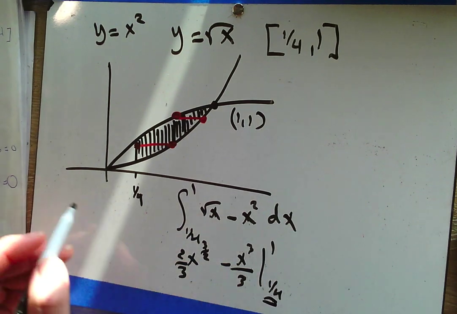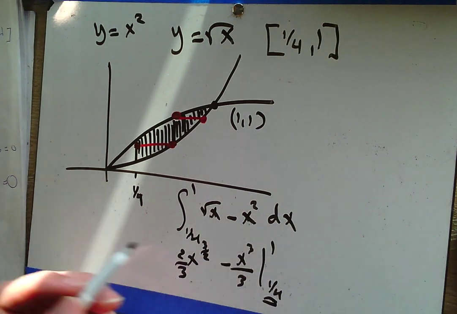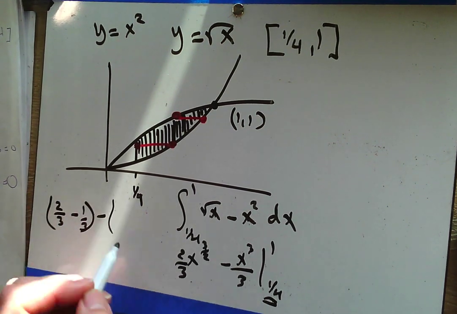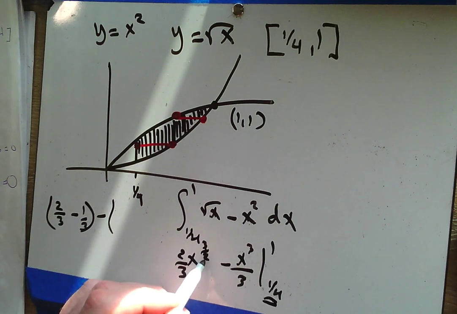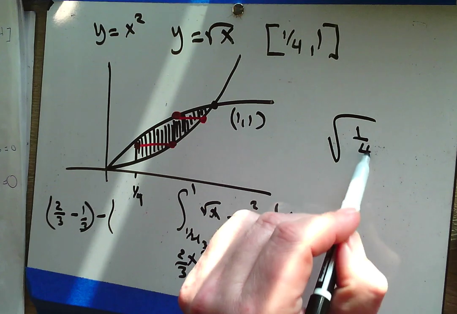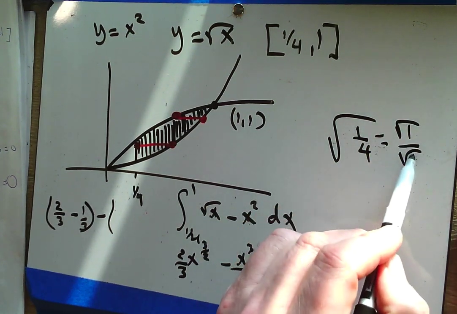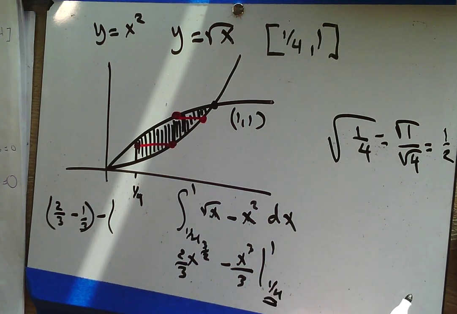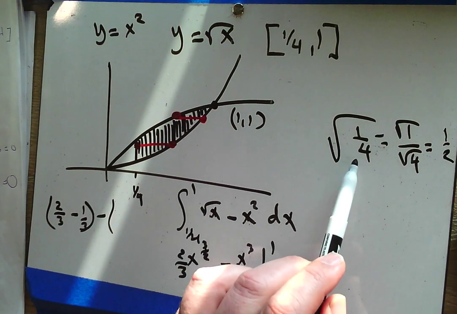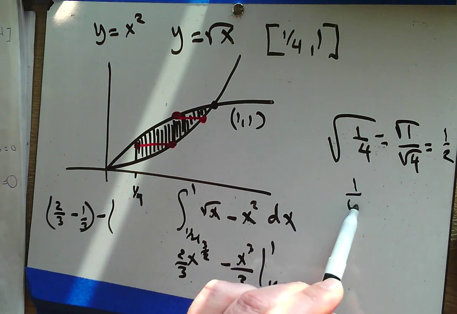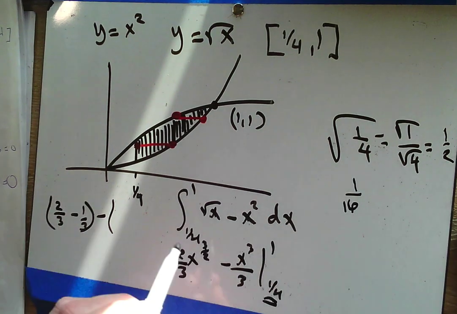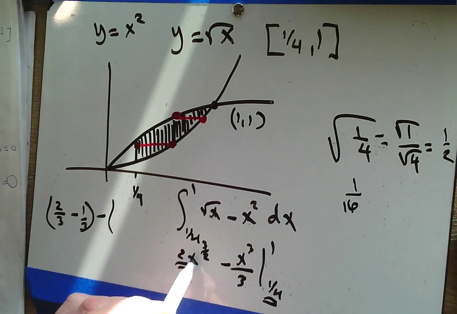Plugging in the 1 is no problem because 1 to the 3/2 is 1 and 1 to the 3rd is 1, and so you end up with 2/3 minus 1/3. But when it comes time to plug in this 1/4, the square root of 1/4, well, that's the square root of 1 over the square root of 4, which is 1/2. And you think, well, that's obvious, Mr. Kugler. Yes, but I will tell you that a lot of times when people do the square root of 1/4, they write this number. So square root of 1/4 is 1/2. So we've got 1/2 to the 3rd, which is 1/8.